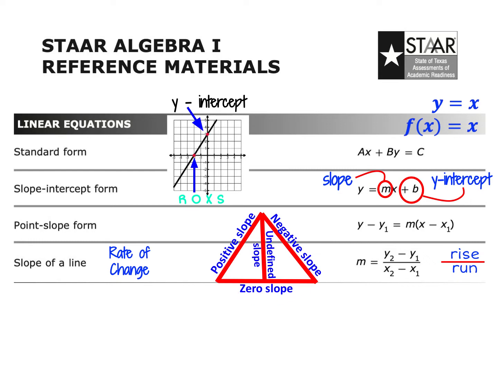Memorize this triangle. We have a positive slope. If you were to write your name, you write it going up. If you were to write your name, it's going down. That's negative slope. A horizontal line is a zero slope, and a vertical line is an undefined slope. Write these down if you haven't yet. It'll help you with this section.